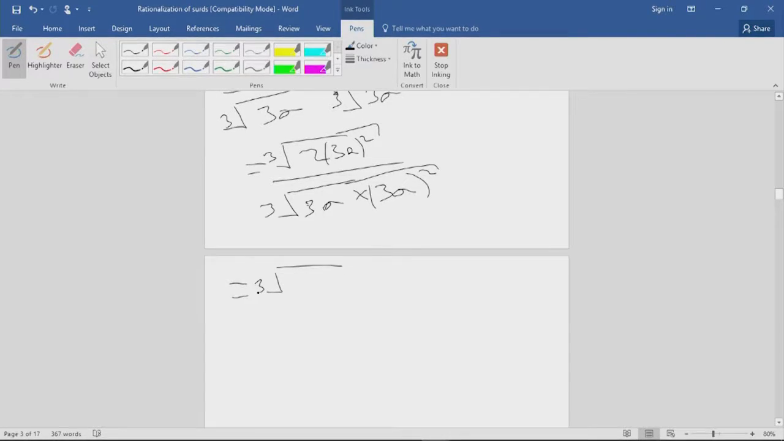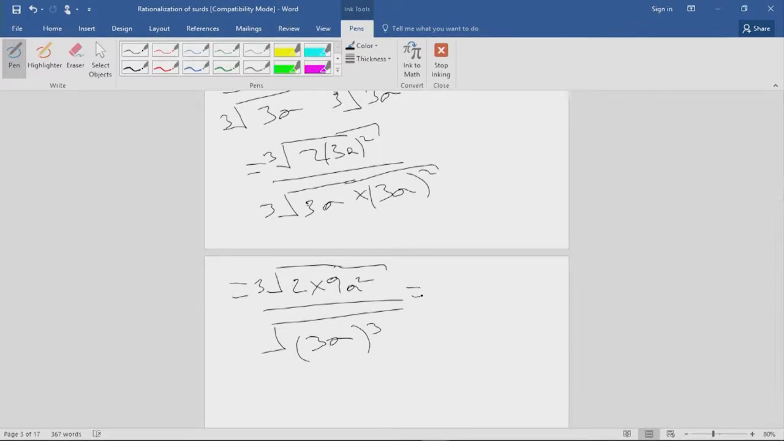But remember, we have to first simplify our 3a square. 3a square is the same as what? 3 square there is 9 and a square is a square. So 2 multiplied by 9 and a square, all upon the cube root of 3a, all raised to the power 3. So this gives us again what? That is 2 times 9 gives us 18a square.